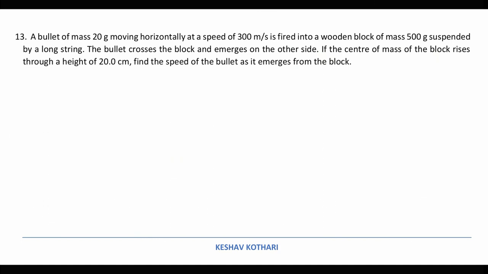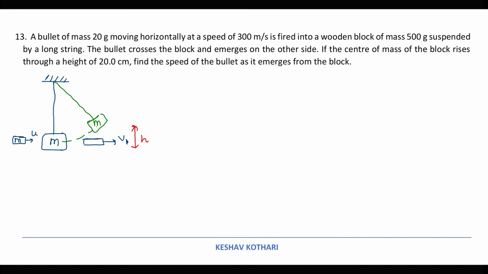So if we consider this particular arrangement, a block is placed over here and a bullet is fired on it from the other side, which emerges on the other side with a speed maybe v1. Because of the bullet hitting it, the block starts rising and rises by a height which is given to us as h.